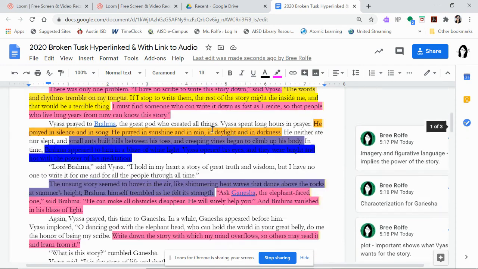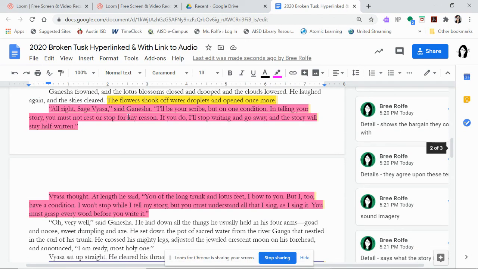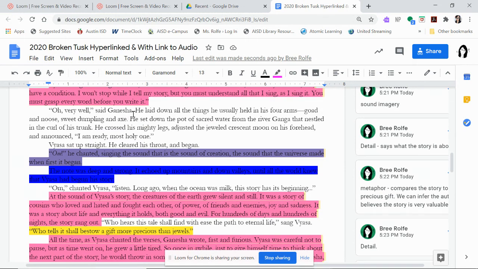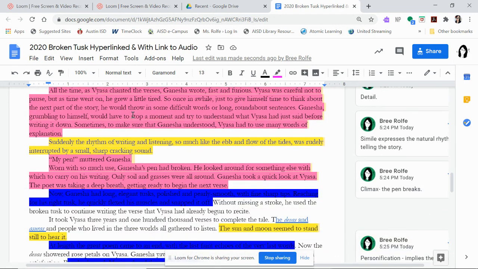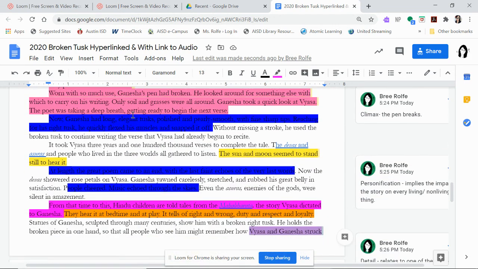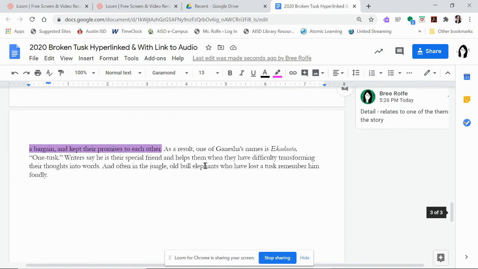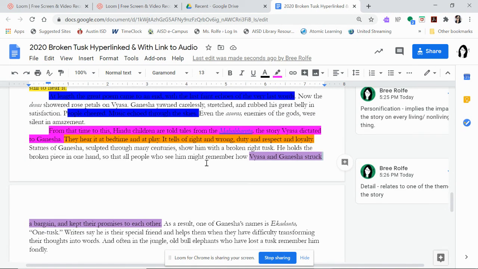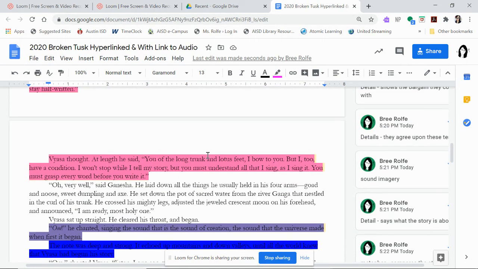One of the things I want to point out to you, since your exit ticket is going to be related to this, is that the figurative language and the imagery in this story all sort of emphasize the importance of the story and the job that these two people, the bargain that they've come up with, and the importance of getting this story written for people to kind of look back at it. So you might want to keep that in mind.